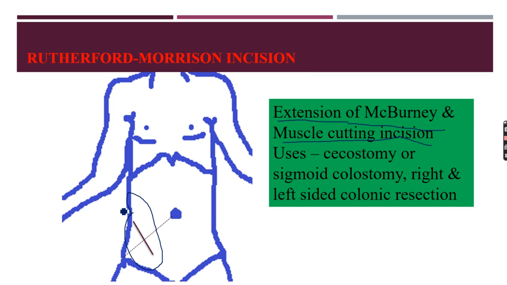And various indications of this incision could be cecostomy, then sigmoid colostomy, and sometimes right and left sided colonic resection. In case you have already placed this incision instead of a midline, then through this incision also, if required, you can sometimes go for right and left sided colonic resection.